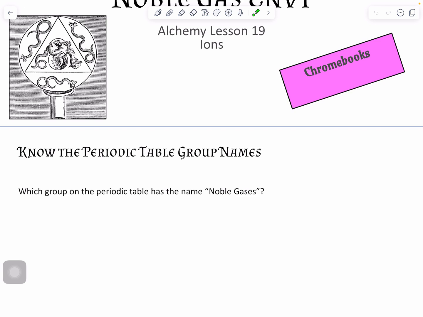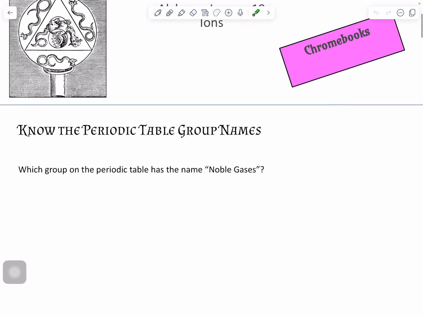Which group on the periodic table has the name noble gases? That is the very last group, where I have 8 valence electrons, and that's also the end of the period. Once I get to 8, then I restart. So noble gases are the gases on the far right side.